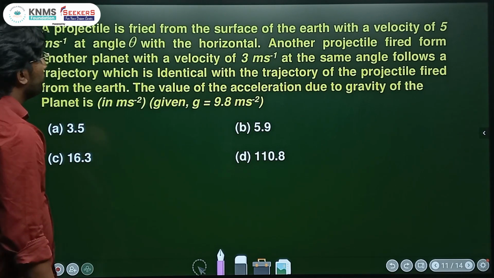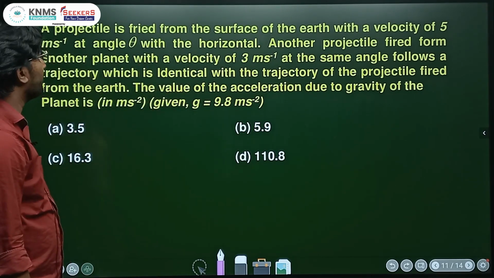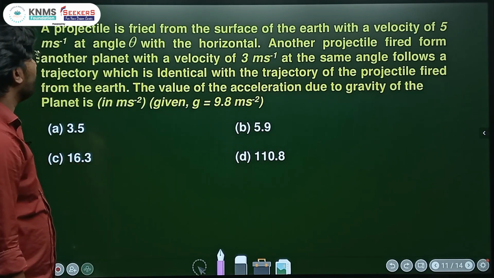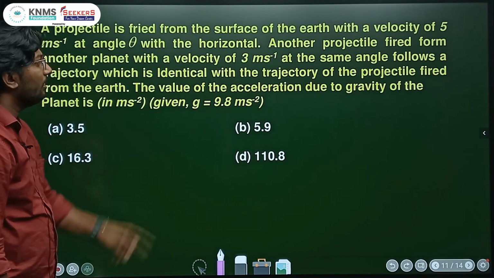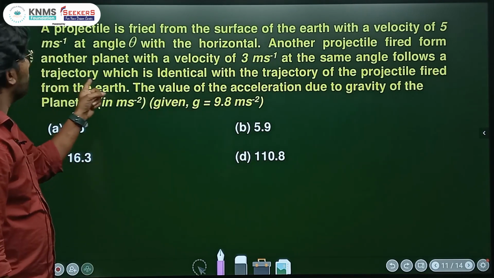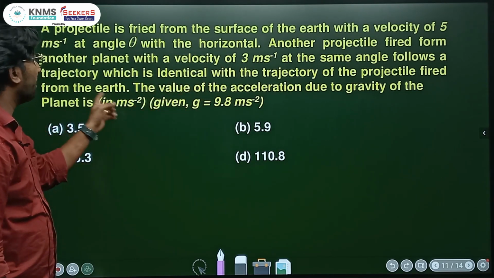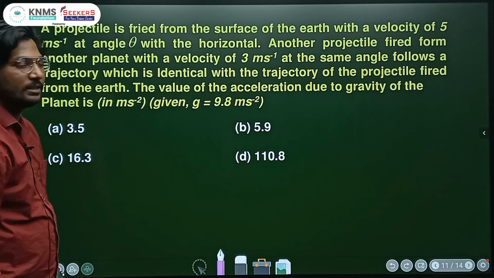Next question. A projectile is fired from the surface of the earth with a velocity of 5 meter per second at an angle theta with the horizontal. Another projectile fired from another planet with some other velocity, 3 meter per second, but the angle is the same, follows a trajectory which is identical with the trajectory of the projectile fired from the earth. The value of acceleration due to gravity of the planet is.